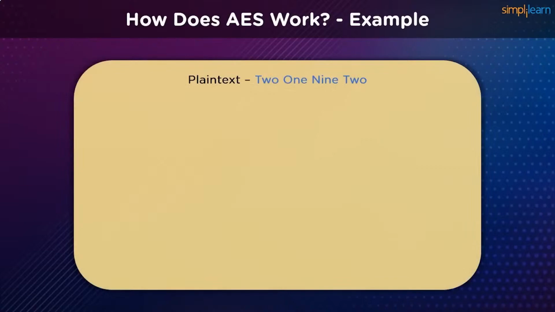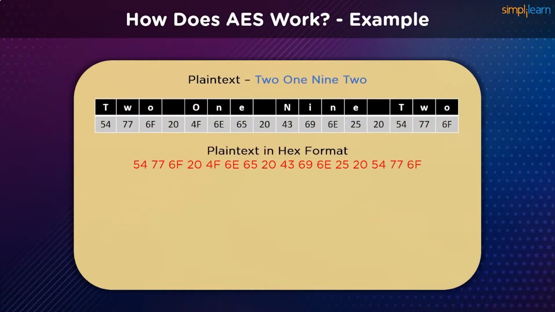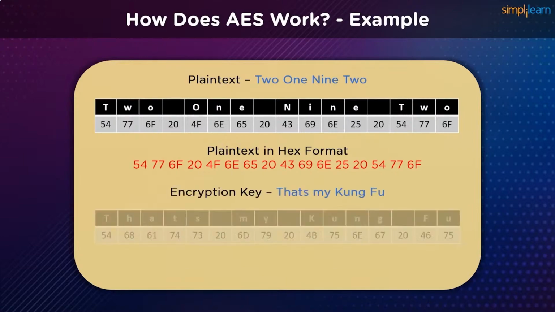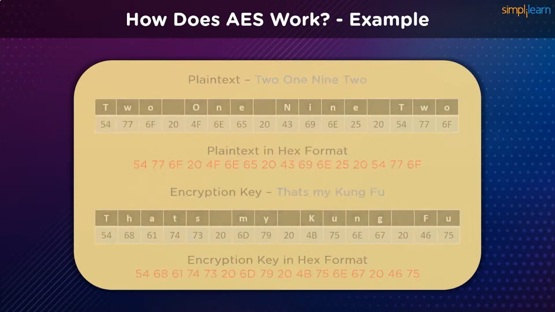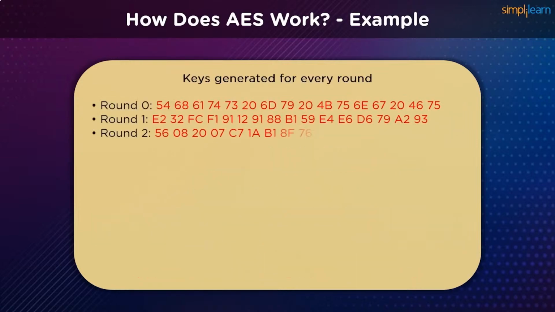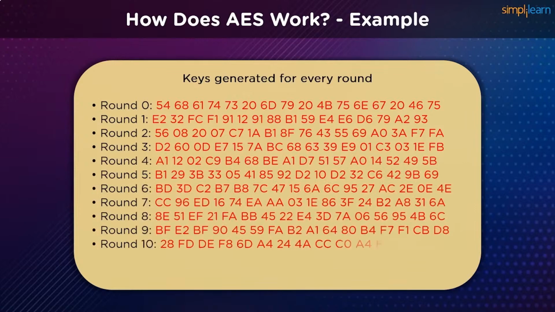Let's take an example to understand how all these processes work. If our plaintext is the string 2192, we first convert it into a hexadecimal format as follows. We use an encryption key which is "that's my kung fu" and it is converted into a hexadecimal format as well. As per the guidelines, we use a single key which is then later expanded into n+1 number of keys, in which case it's supposed to be 11 keys for 10 different rounds.